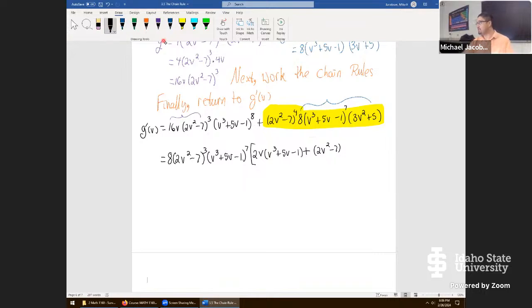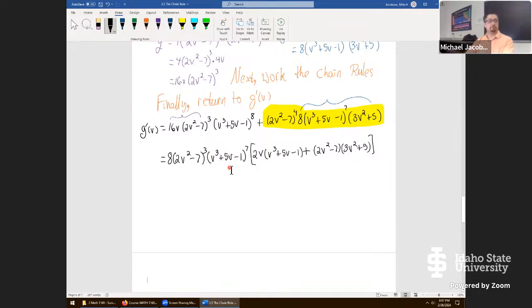But what it did leave behind was that one right there. It had nothing to cancel into it, so we just copy it down. 3v squared plus 5. Close the parenthesis. If you're a bracket person, close the bracket, or a larger parenthesis if you put a larger parenthesis. And we factored it a little bit.